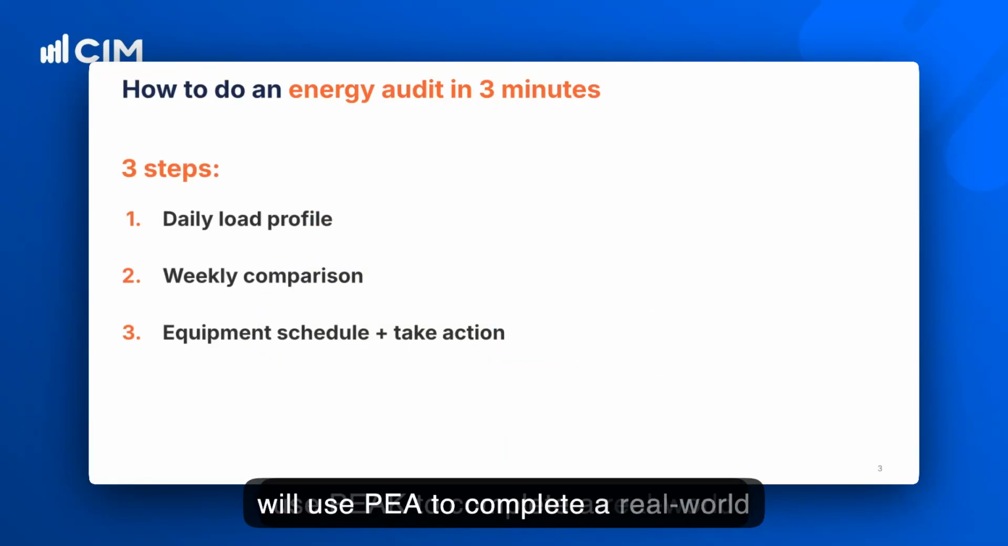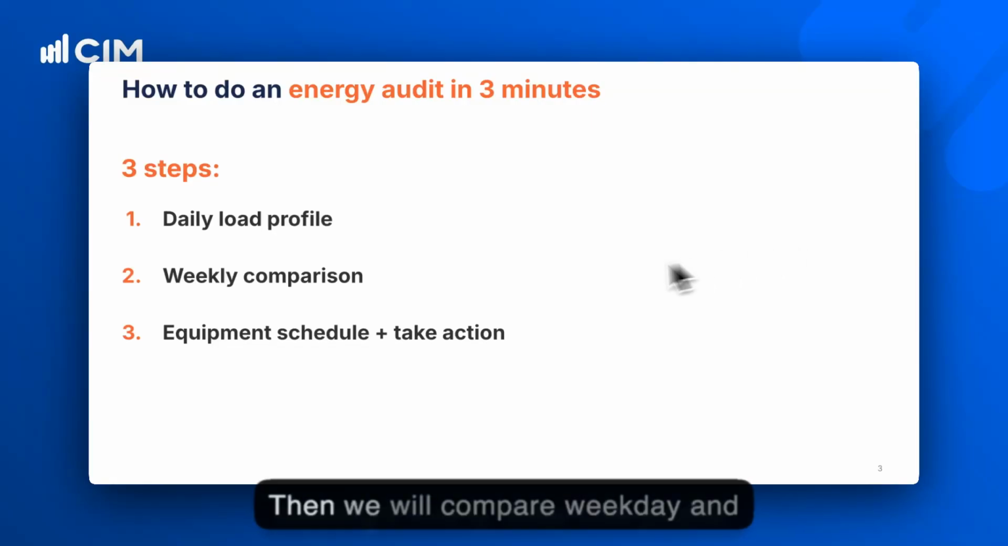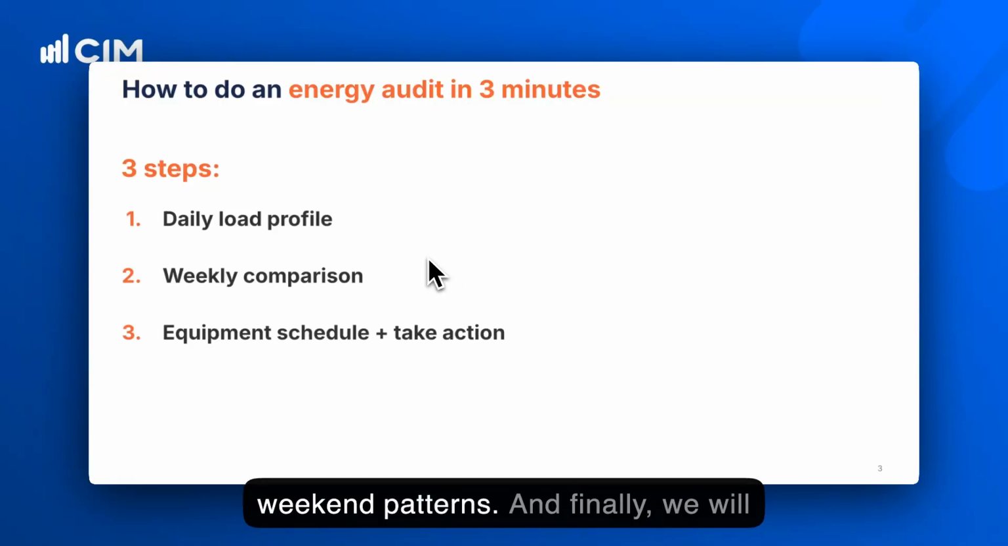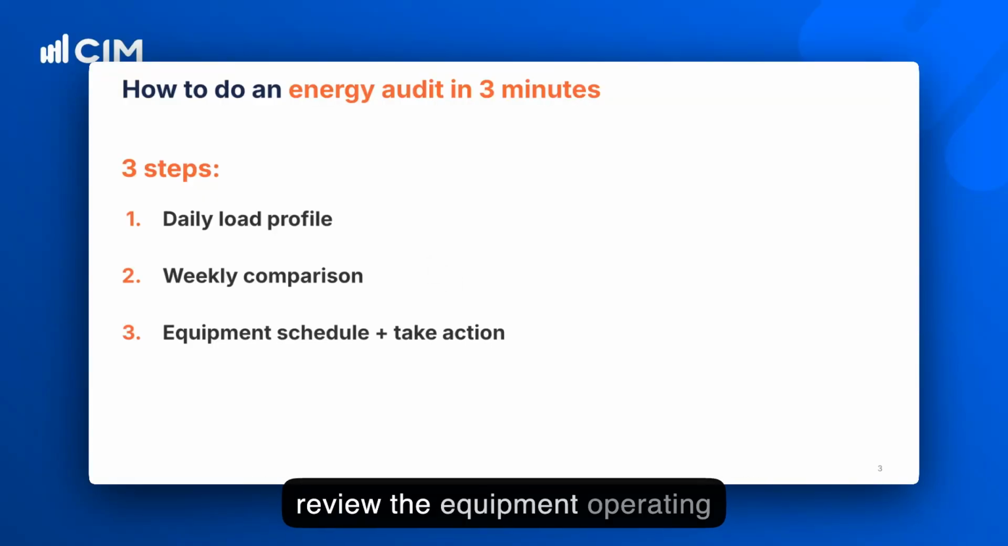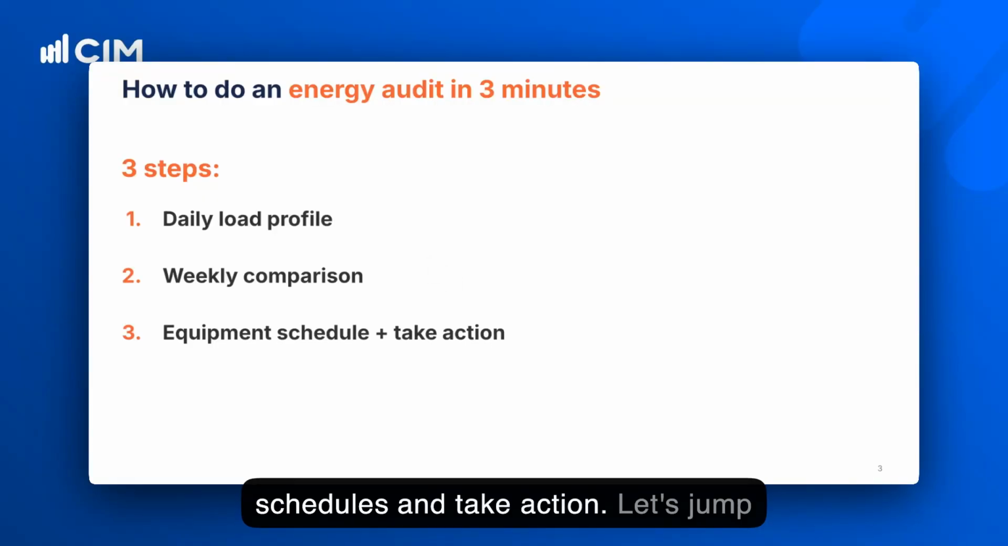Here's how we will use Peak to complete a real-world energy audit in under 3 minutes. Step 1. We'll understand the building's hourly baseload profile. Then we will compare weekday and weekend patterns. And finally, we will review the equipment operating schedules and take action. Let's jump into the workflow.